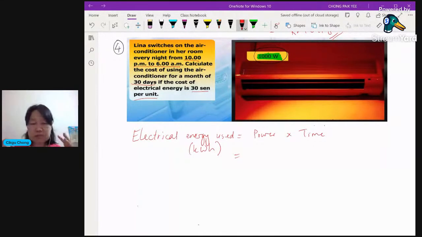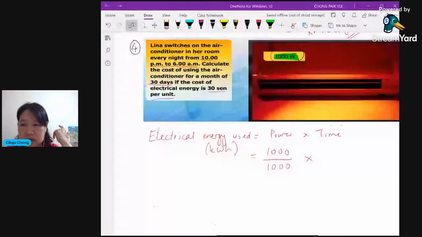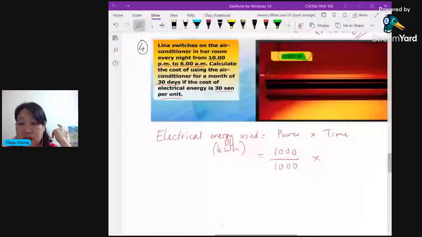Okay, now power. Let's look at power. The power of the aircon is 1,000 watt. Don't forget, you have to divide by 1,000 because it is in watt. Change to kilowatt. Time, how many hours did you switch it on? They didn't give you directly how many hours. 10 p.m. to 6 a.m.